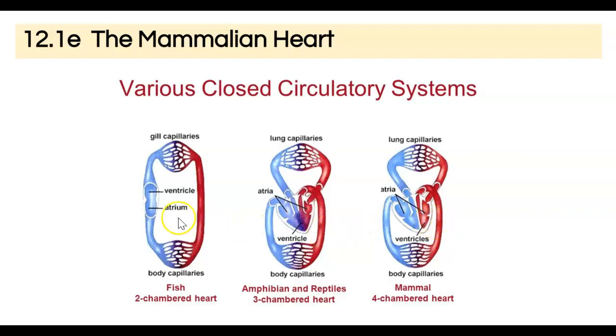Again, the main point of this was just to show you the single-looped circulatory system versus the double loop that we find in more evolved species like amphibians and reptiles with their 3-chambered heart, whether there's a partial septum or none, versus the mammal with its 4-chambered heart and that complete septum.